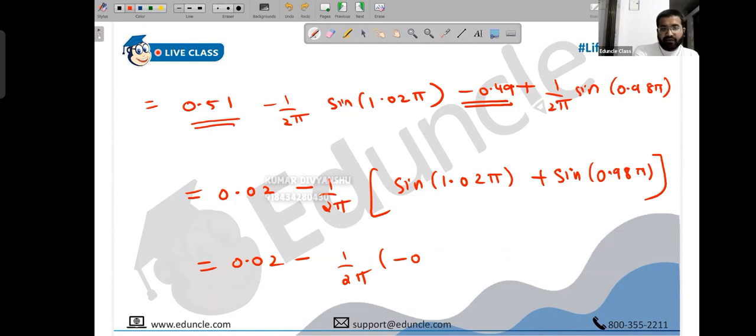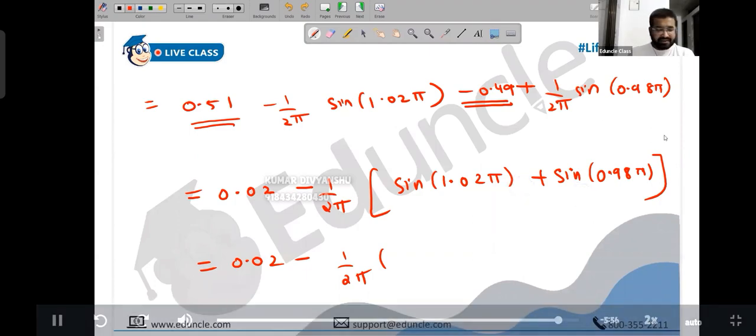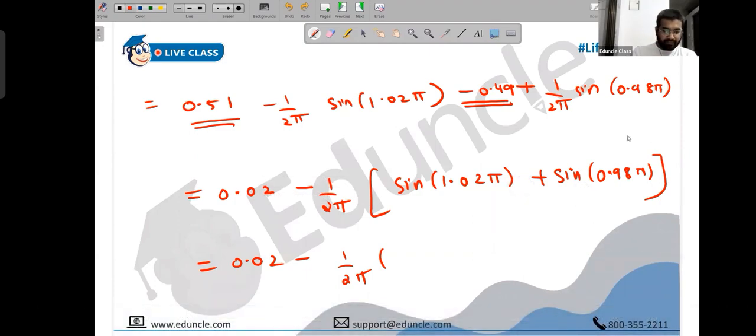Actually, you will have to add it properly. I cannot do it this way, otherwise they will get cancelled because they are close to sine pi. See what you are getting actually. Sine 1.02 pi, let me add it directly with sine 0.98 pi.